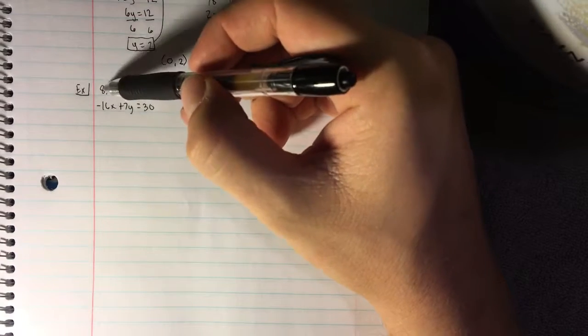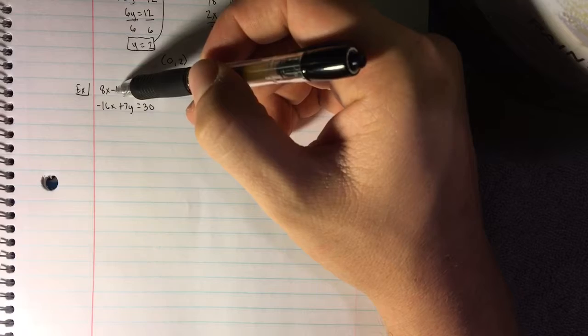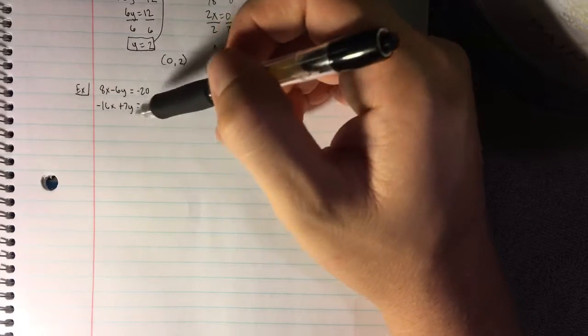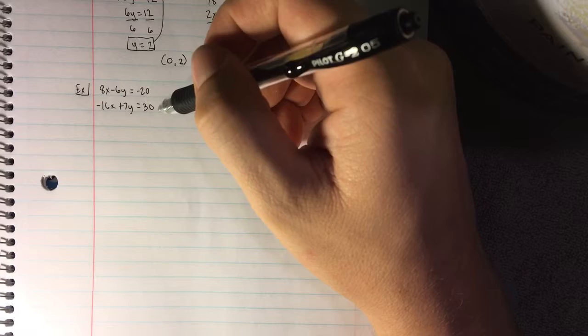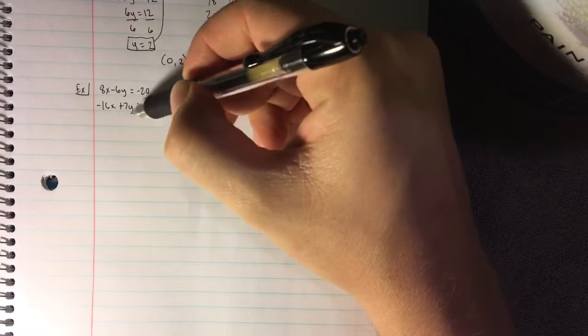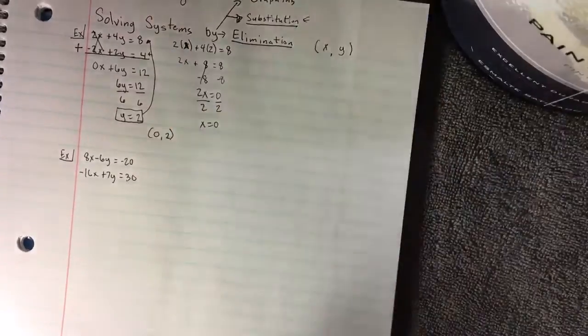Now if we look at this one, 8 minus 16 is a negative 8, and negative 6 plus 7 is a positive 1. There's nothing that can be eliminated right off the bat. So if we get into a circumstance like this, what we need to do is look for the easiest variable to match up and make, like we had before, 2 and 2 match up.